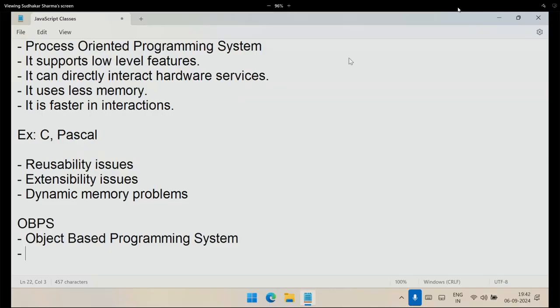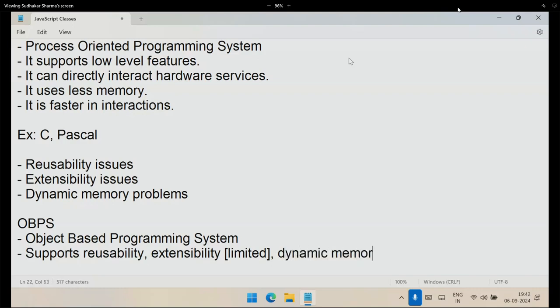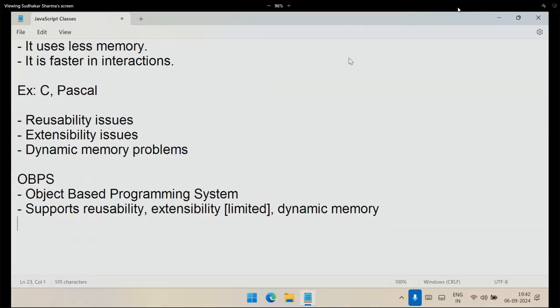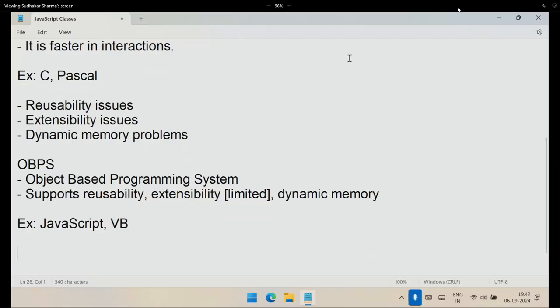So the object-based programming system supports reusability. It supports extensibility, but it is limited, not complete extensible features. It supports dynamic memory. These are all present, but in a limited way. Examples for this: JavaScript, VB, Visual Basic, languages like these come under this category. They are OBPS actually, object-based programming systems.